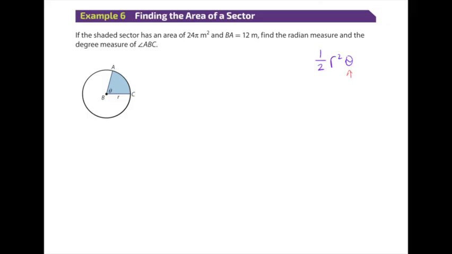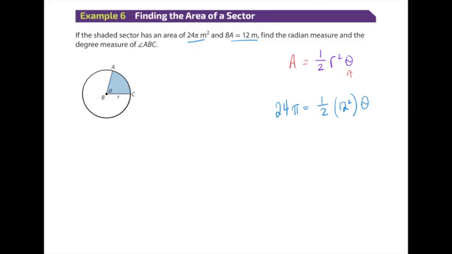Here, they actually tell us if the shaded sector has an area of 24 pi meters squared and BA is 12 meters, find the radian measure and the degree measure of the triangle. All right, so in this case, they actually gave us the area. And so we're solving backwards here. We're going to plug in what we know, solve for what we don't know. So here we would plug in that 24. That is the area. 1/2. B to A is the radius. So we have 12 squared theta.